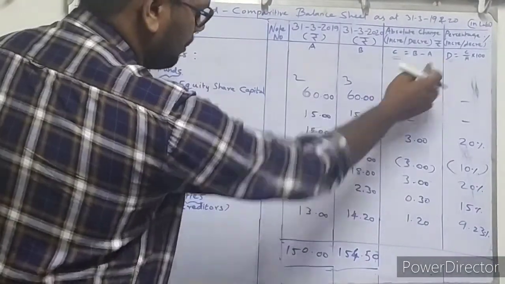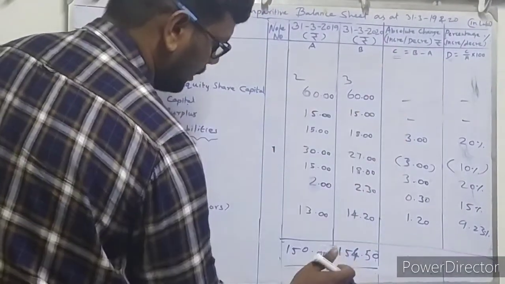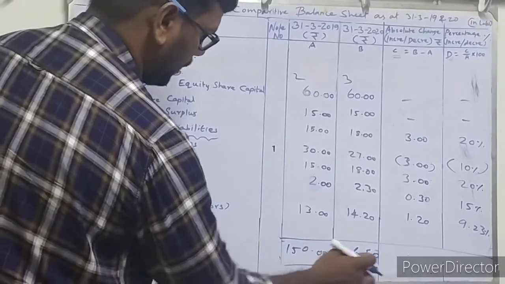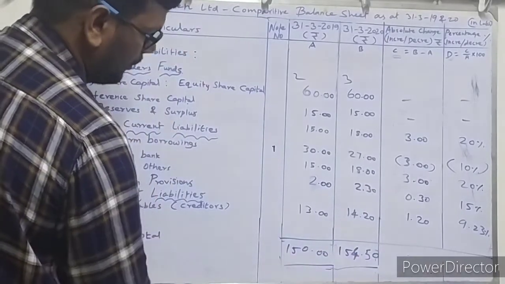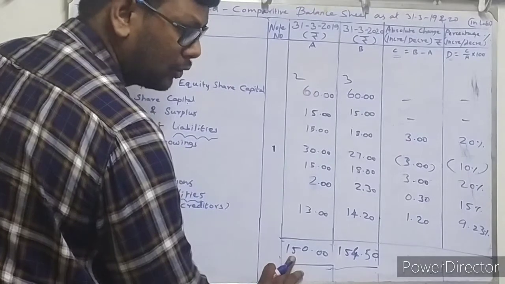So C is equal to B minus A. B is 154.50. A is 150. 150 lakhs means 1 crore and 50 lakhs.